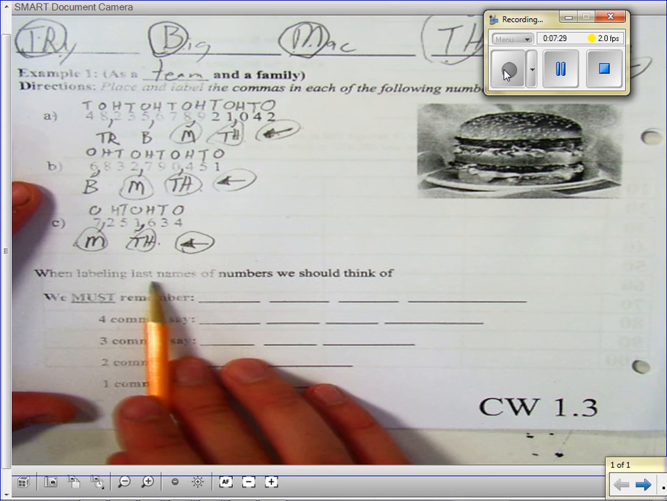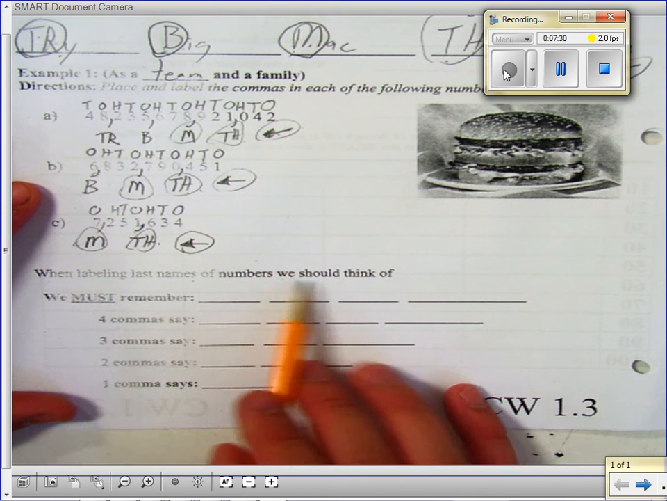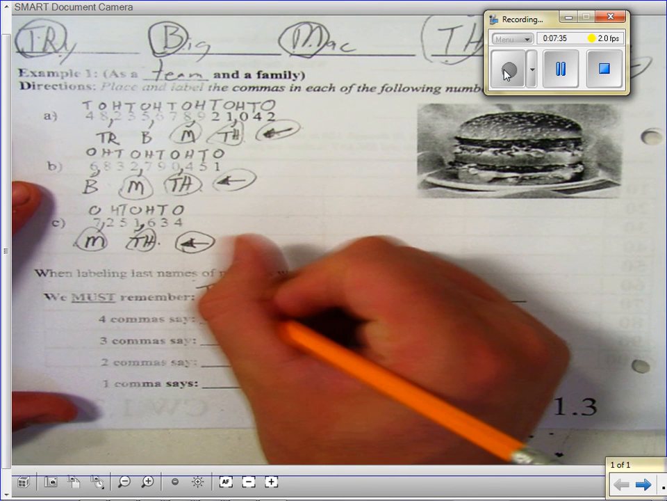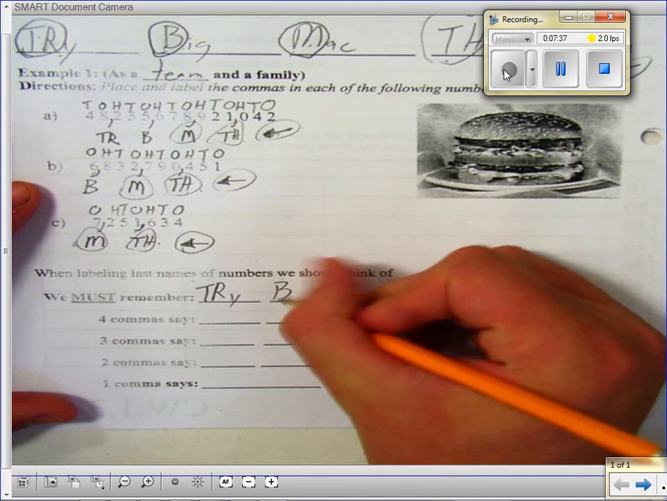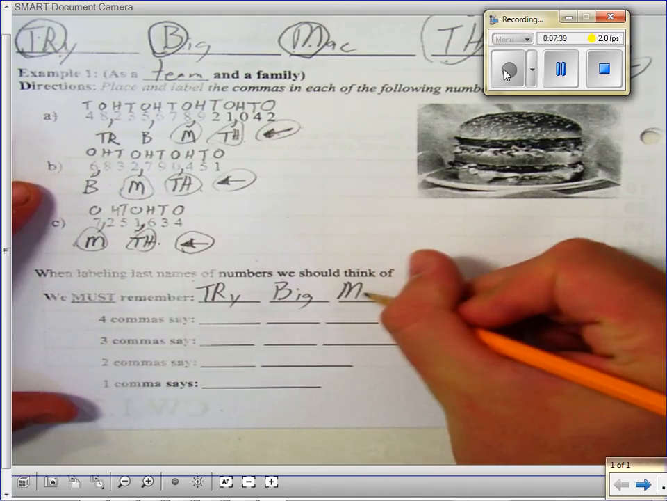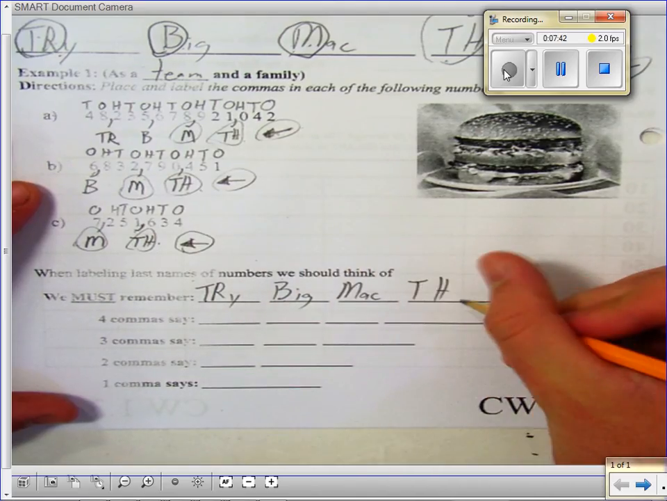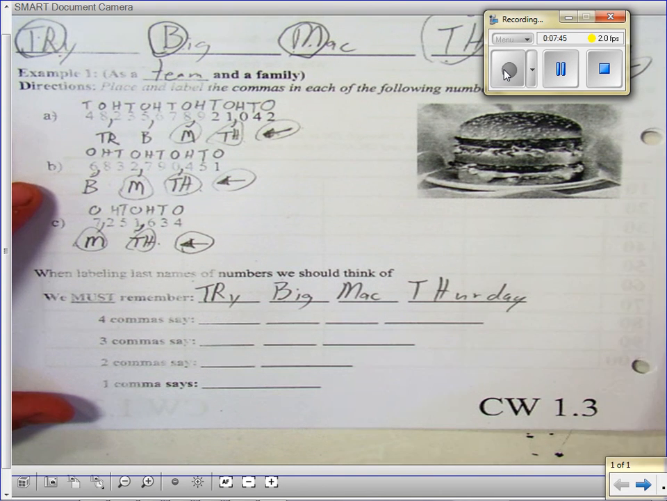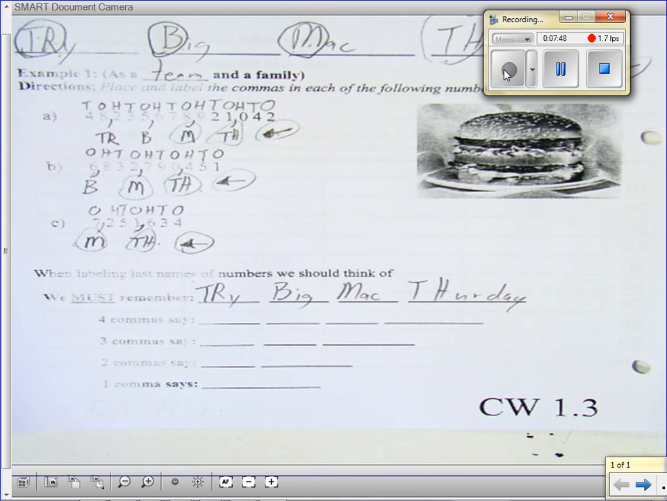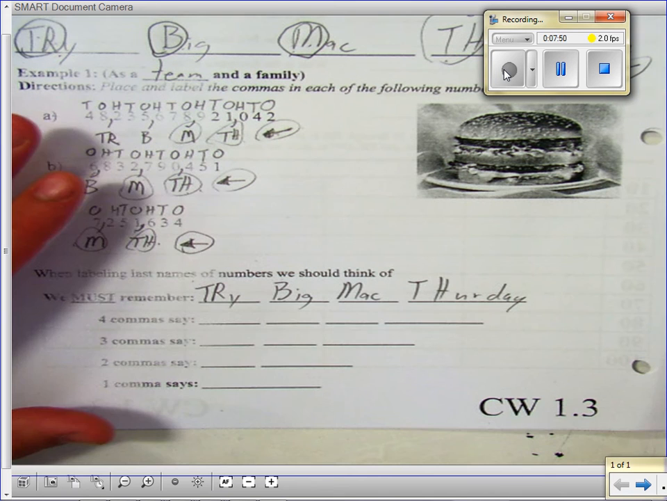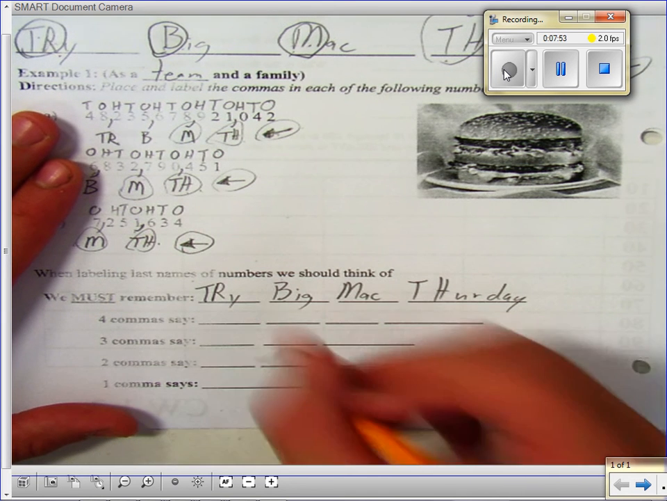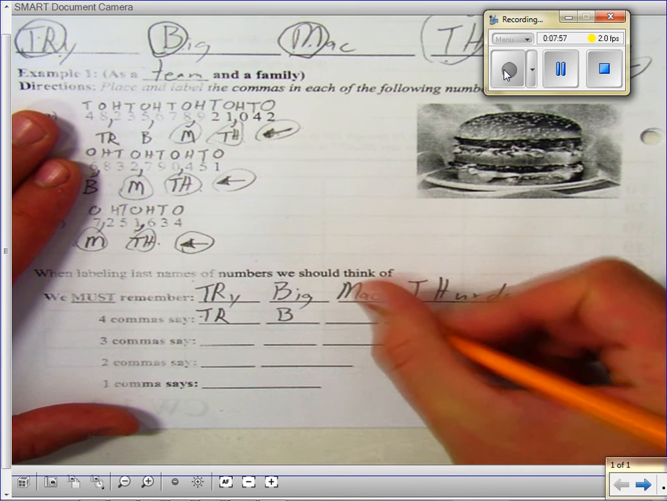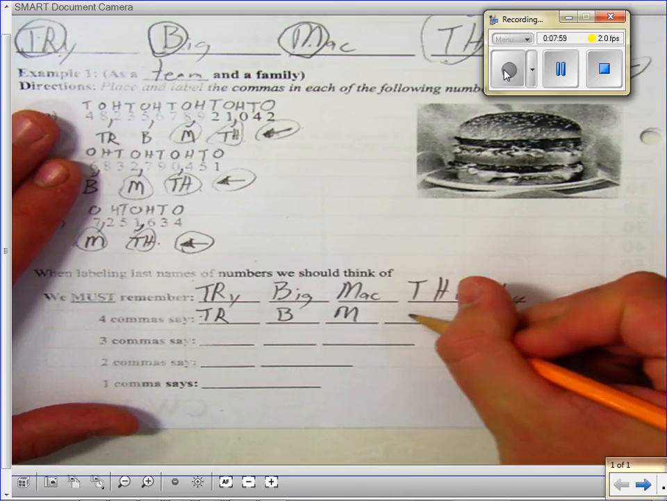When labeling last names of numbers, we should think of Try, Big, Mac, Thursday. This means if we have 4 commas, we're going to say trillion, billion, million, thousand.